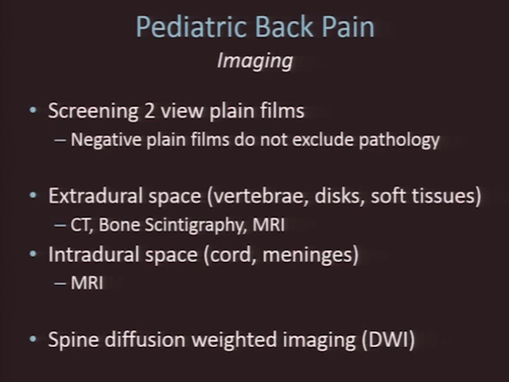And we can divide the spine up into 2 spaces. The extradural space, where we'll be looking at pathology involving vertebrae, discs, and soft tissues. And the imaging that we're going to do primarily for that is going to revolve around CT, scintigraphy, and MRI. And then the other space is the intradural, which includes the cord, the meninges, and we're primarily going to be evaluating with MRI. Now, I am going to be showing some spine diffusion imaging.